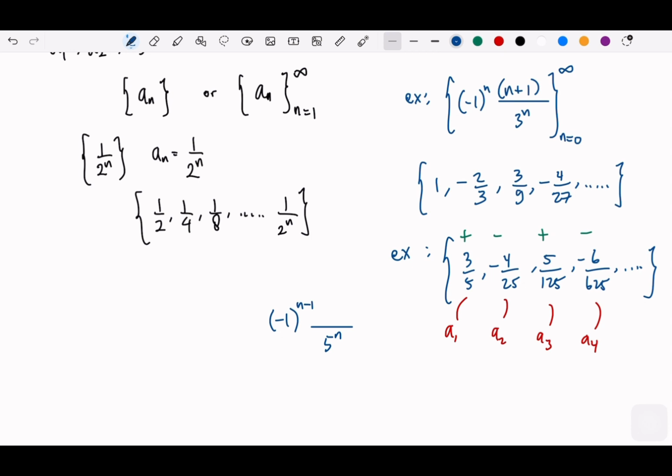Okay. And then for the top, for the numerator, it's 3, 4, 5. So since we say n starts from 1, we need to plus 2. So we need to take n plus 2. Okay. And this is our pattern for the sequence.